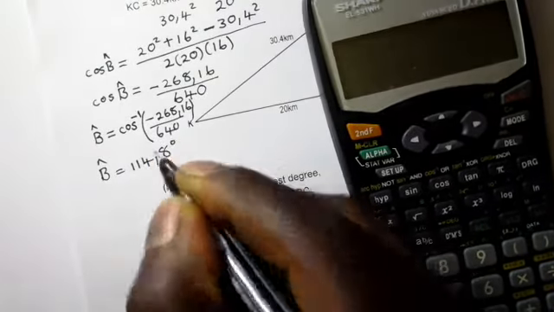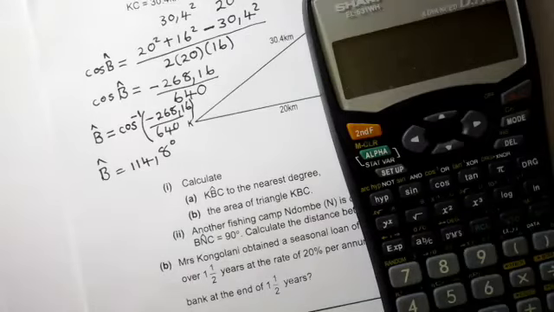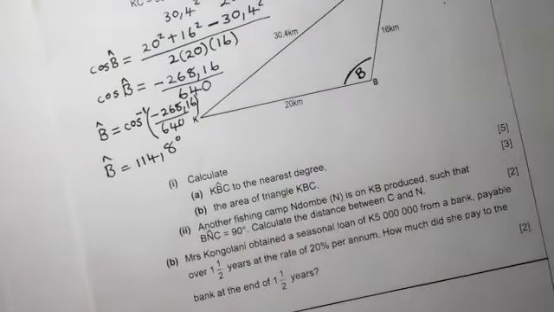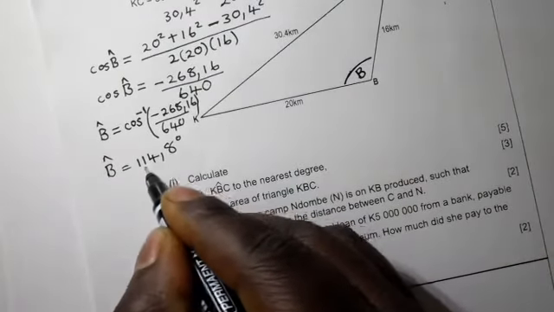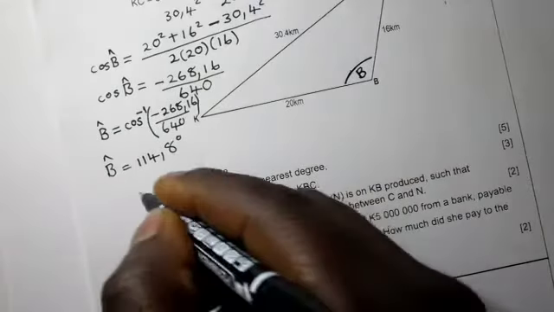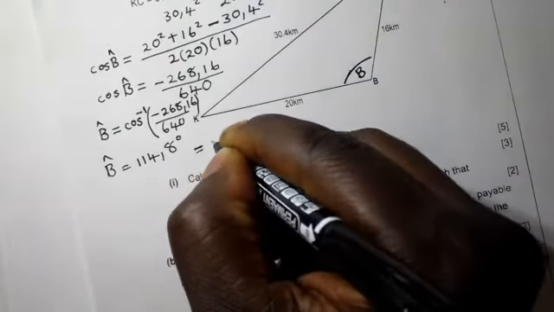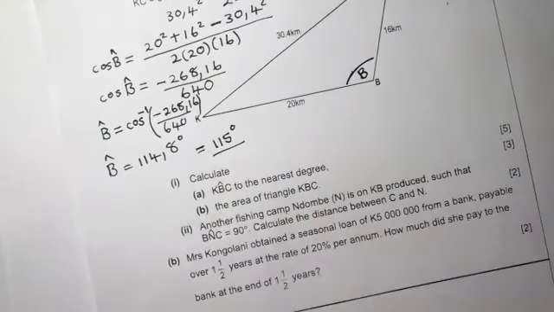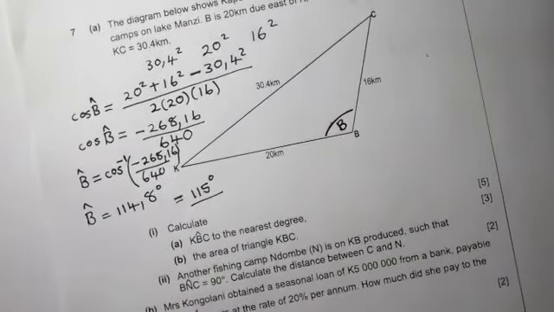But what is the instruction of the question? Calculate KBC to the nearest degree. It means that this 8 is going to round 4 up by adding 1, so that your final answer becomes 115 degrees. So this is how you calculate KBC. I hope you are listening, class. I want you to stay tuned as we move on to part B of the question.